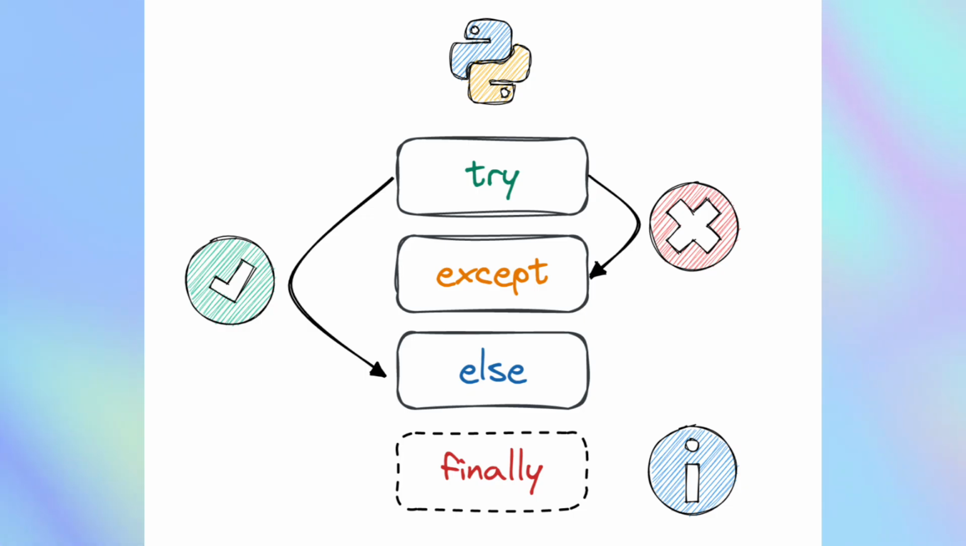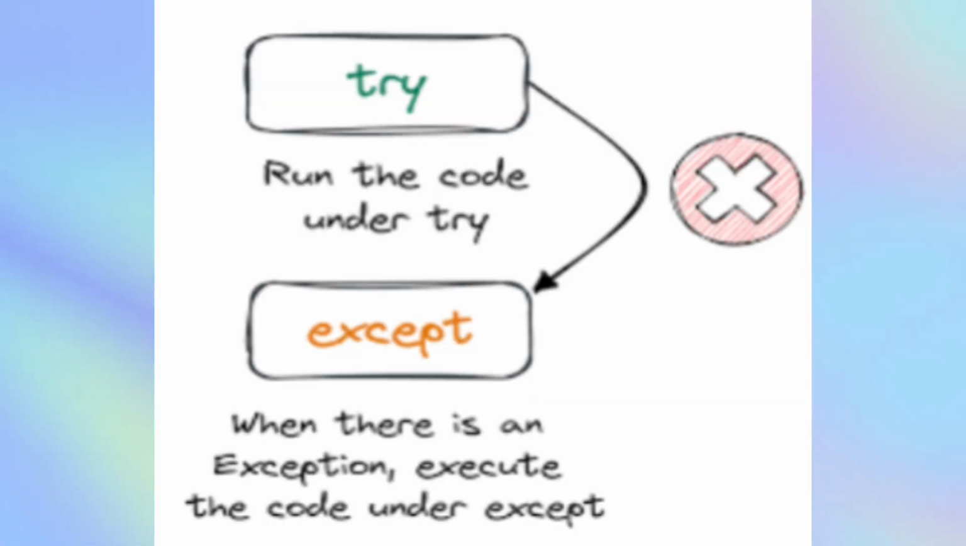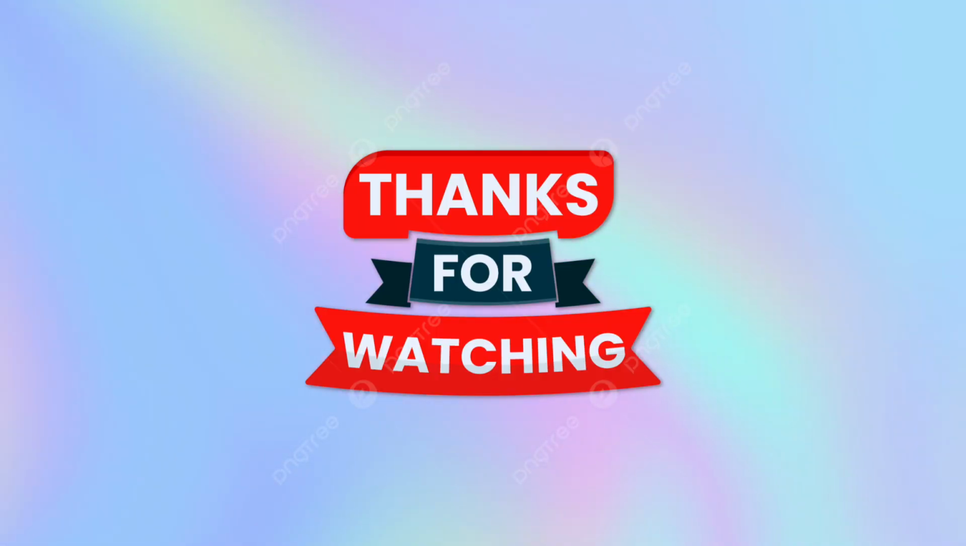For your understanding, the diagrammatic representation is an easy way to understand. Some students can easily understand through diagrams, so I included a few diagrams also. These are also the same diagrams: try, except, else, and finally. Risky code: run the code under try, except when there are errors, handling the errors.